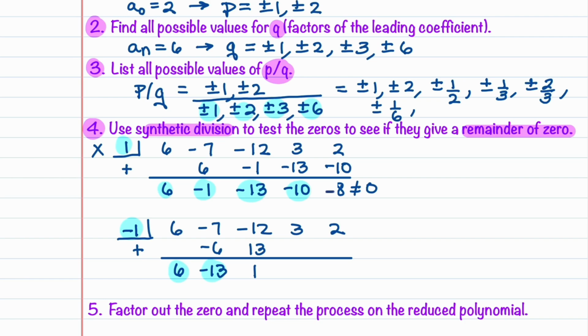Now we're going to multiply minus 1 times 1, and we get minus 1. 3 minus 1 is 2. And then minus 1 times 2 gives us a minus 2. And this one's going to work out because we get a 0. This means that x equals minus 1 is a 0 of our polynomial.